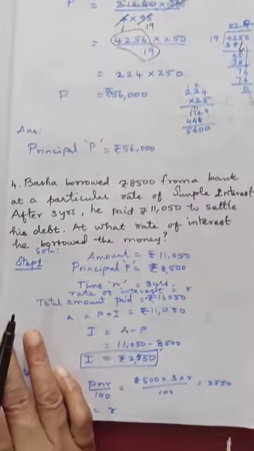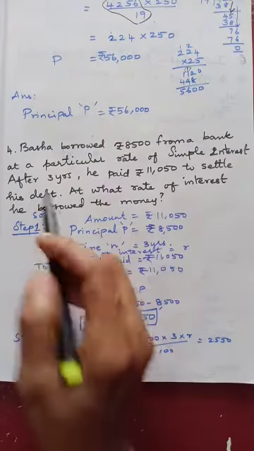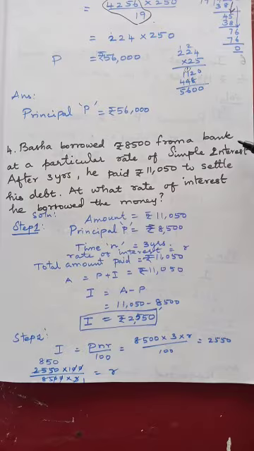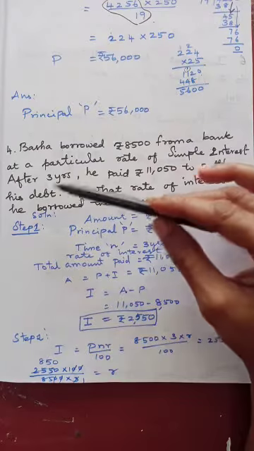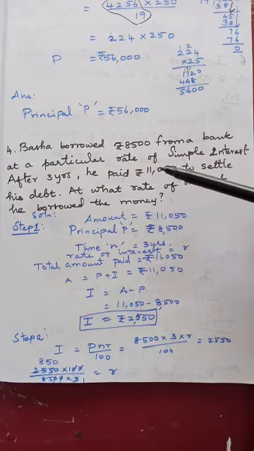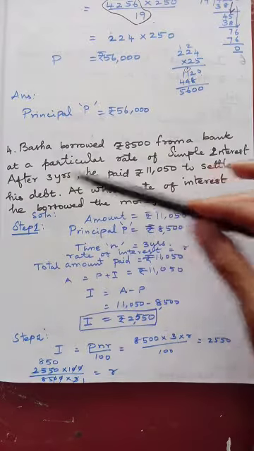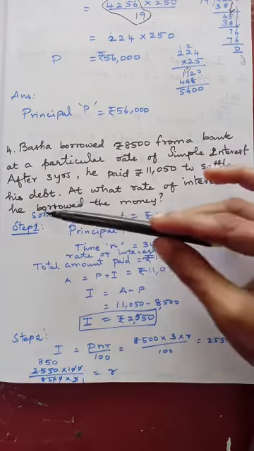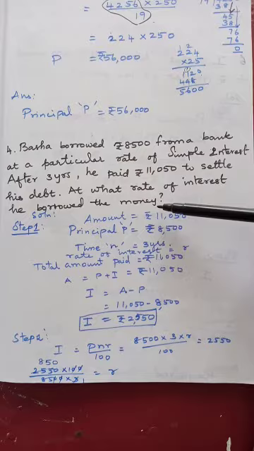And we shall move to the fourth problem. Fourth problem is Basha borrowed rupees 8,500 from a bank at a particular rate of simple interest. After 3 years, he paid rupees 11,050 to settle his debt. At what rate of interest did he borrow the money?